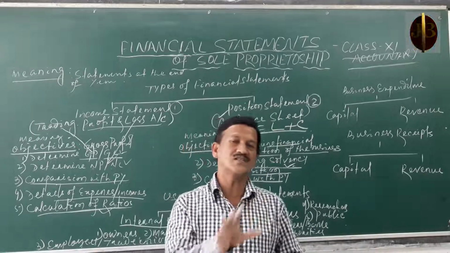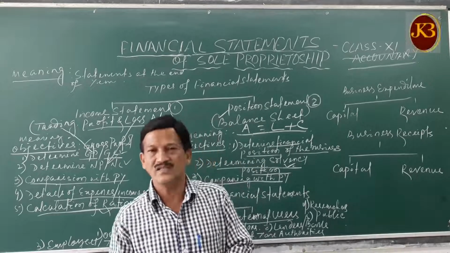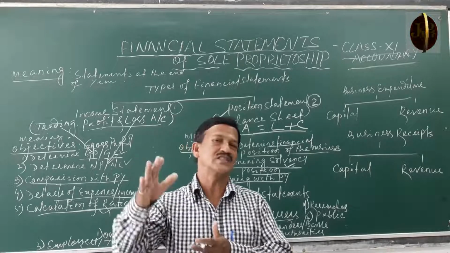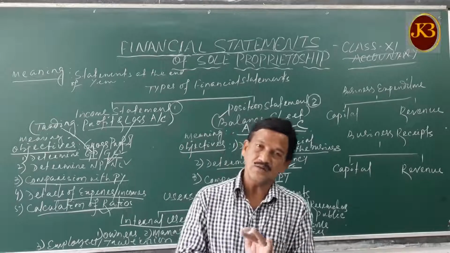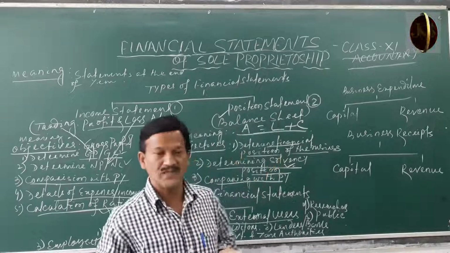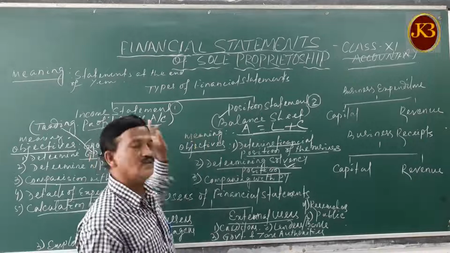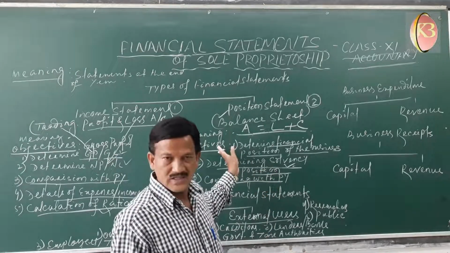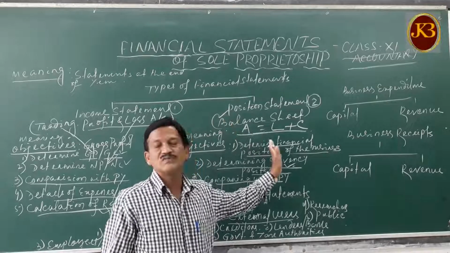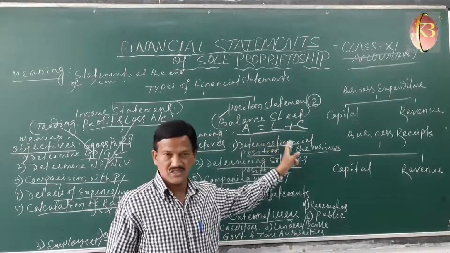So the last 3, 4, 5 years' results can be compared with the current year, so that we can see whether our performance is increasing or decreasing. So that is the objective of preparing the balance sheet as well as the trading profit and loss account or income statement. That is the main objective of preparing the income statement and the position statement.